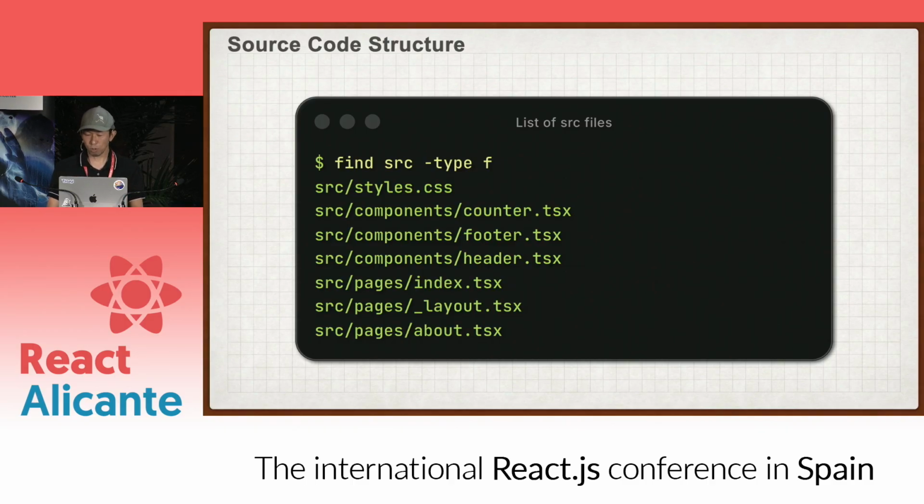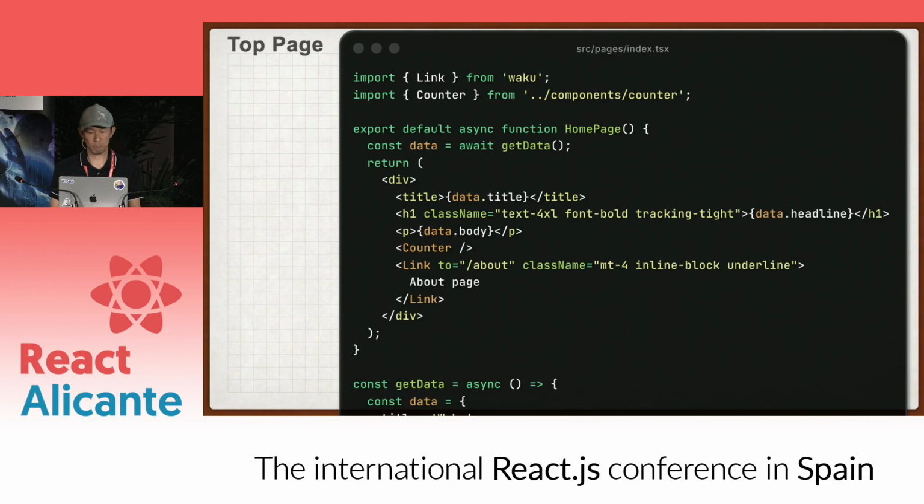Let's look closely at the code of a page. src/pages/index.tsx is the file for the top page. This file must export a React component as the default export. Page components are server components by default. As you can see, it's an async component, and it can await a getData function. It is possible because it's a server component.